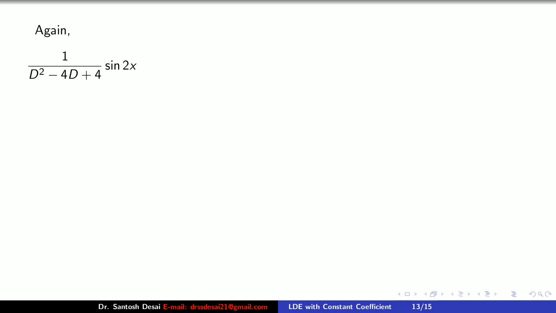Let us consider the middle term, that is 1 upon d square minus 4d plus 4 sine 2x. Now for sine ax or cos ax we know the method. We have to replace d square by minus a square here. So here the value of a is 2, so we have to replace d square by minus 4. We get 1 upon minus 4 minus 4d plus 4 into sine 2x.